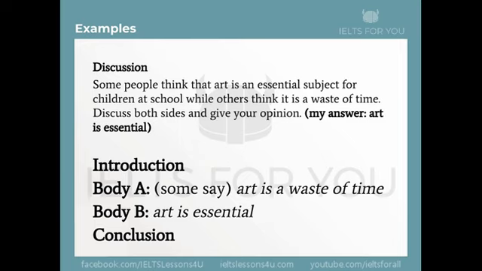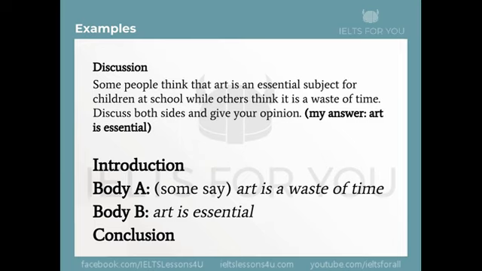We can do the same thing with a discussion essay. So some people think that art is an essential subject, while others think it is a waste of time. Discuss both sides and give your opinion. Well, first decide what your opinion is. So I'll say art is essential. Okay, so in body A, we introduce the opposite side. Some people say art is a waste of time. And again, introduce this in a weak way, so the reader knows that this is not really your opinion.